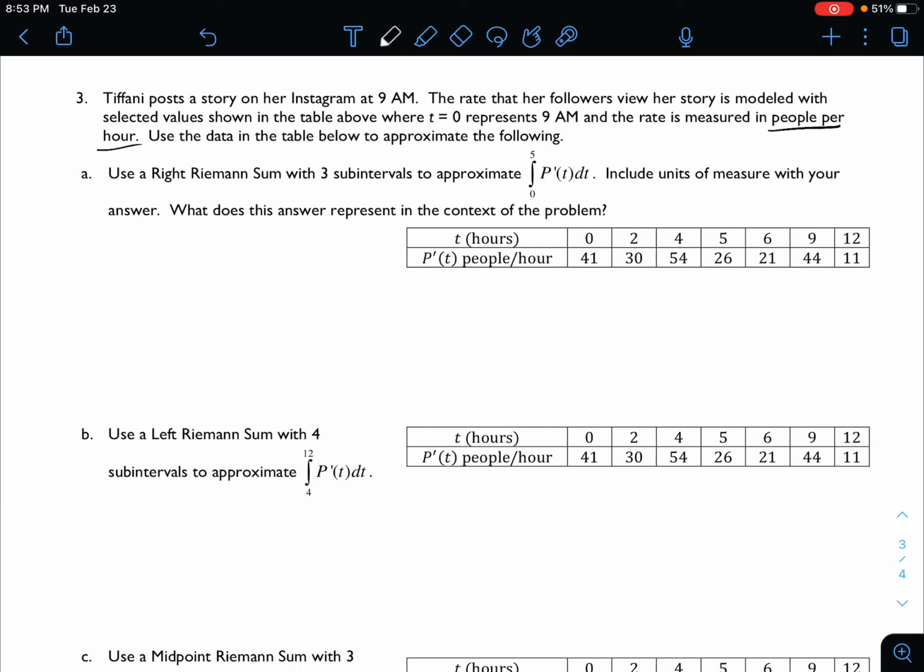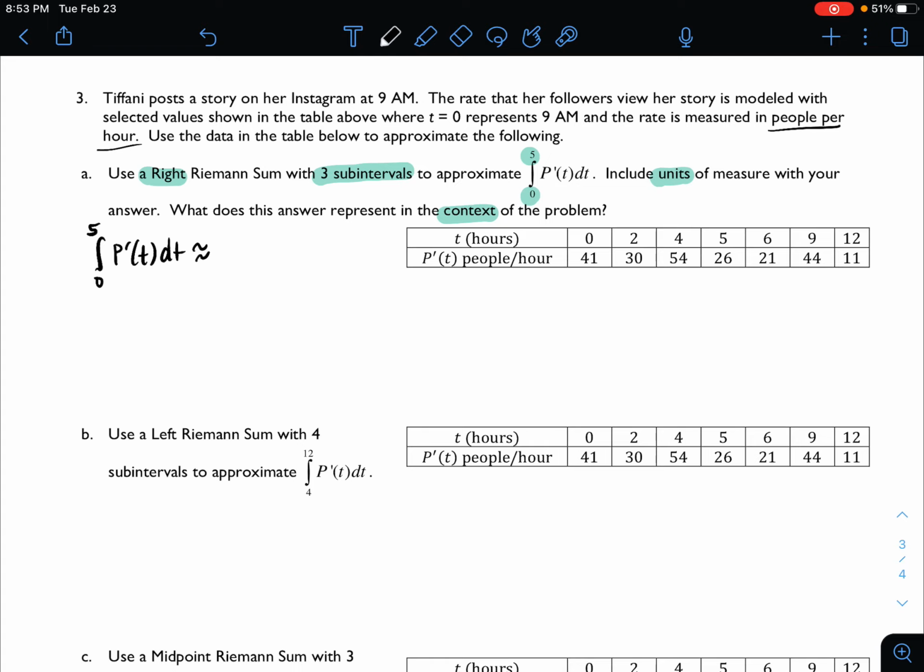So in A, it asks us for a right Riemann sum with 3 subintervals, and we want to approximate the integral from 0 to 5, p prime of t dt. It does ask us to include units of measure in our answer, and then we're looking for what this means in terms of the context of the problem. So we'll have to include quite a bit here. First of all, we're going to want to write out our integral from 0 to 5, p prime of t dt is approximately equal to, just to be clear what we're actually approximating.